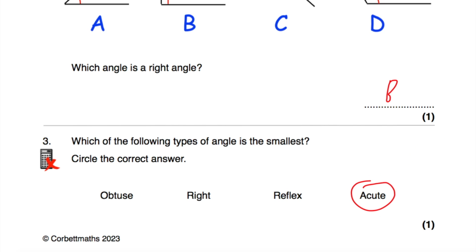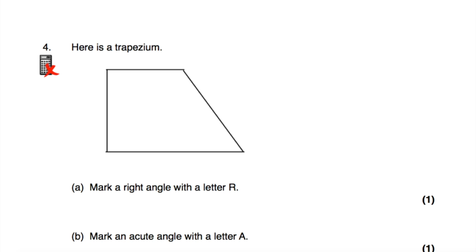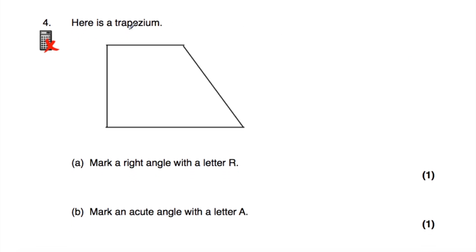Okay, let's look at our next question, question number four. It says, here's the trapezium. So we've got this trapezium, and we've been asked to mark a right angle with the letter R. In terms of this trapezium, it's got four angles inside of it. We've got this right angle here, a right angle here. This is an obtuse angle, and this is an acute angle. So there are the four angles we've got inside that trapezium.